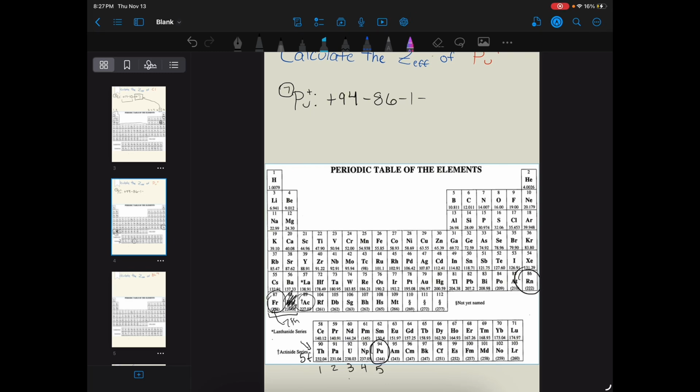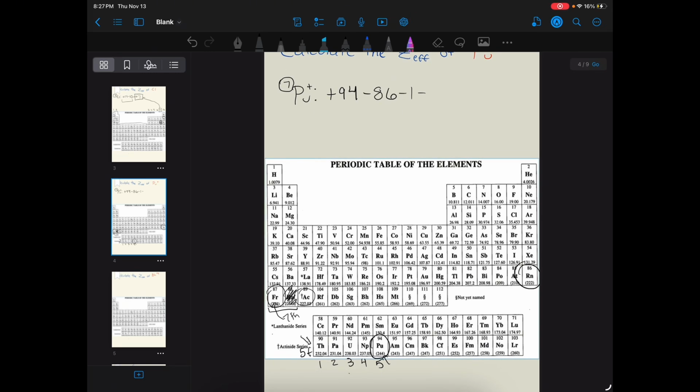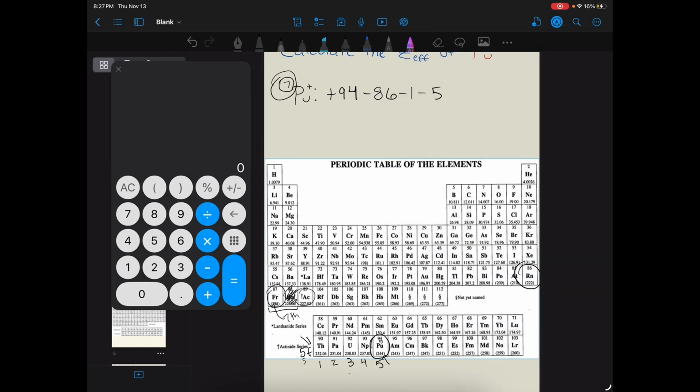We would always want to count this element that we are doing. Because if you think about it, the valence electron for this Pu positive is in the 7th orbital. And right here, this is in the 5f orbital. So it still is blocking it. So because we counted out 5, we would do minus 5. So then if we just grab our calculator here, we can just do 94 minus 86 minus 1 minus 5. And that would give us our answer as plus 2 for the Z effective.